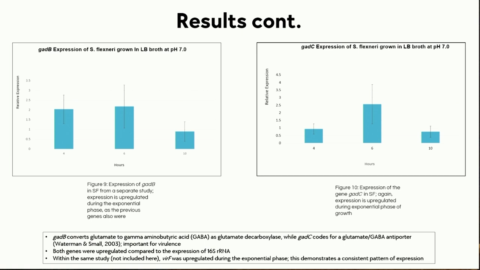gadC is just for the antiporter that brings in the glutamate and pushes out the GABA, which is what is made when you decarboxylate the glutamate. And so you can see also that these genes were also upregulated compared to the control at pH 7, which is what our study was in. And at 10 hours, all of these were also upregulated, even though they were upregulated earlier, which does make sense.